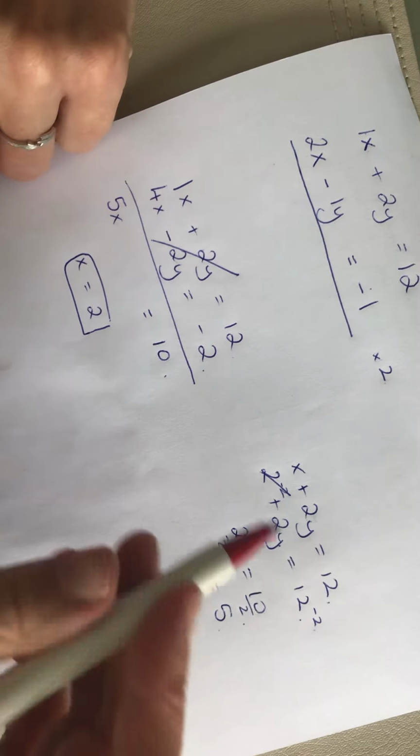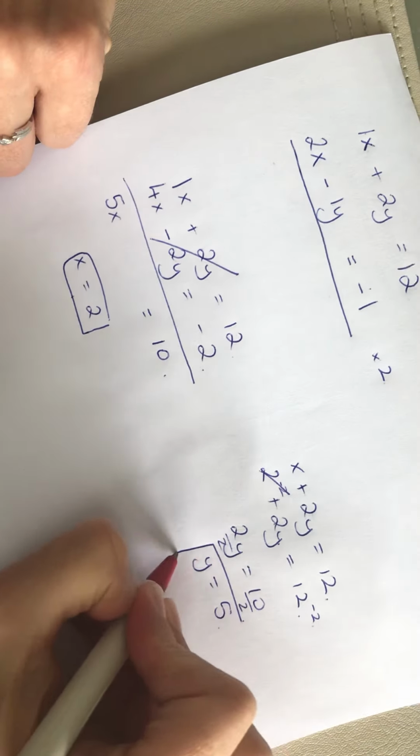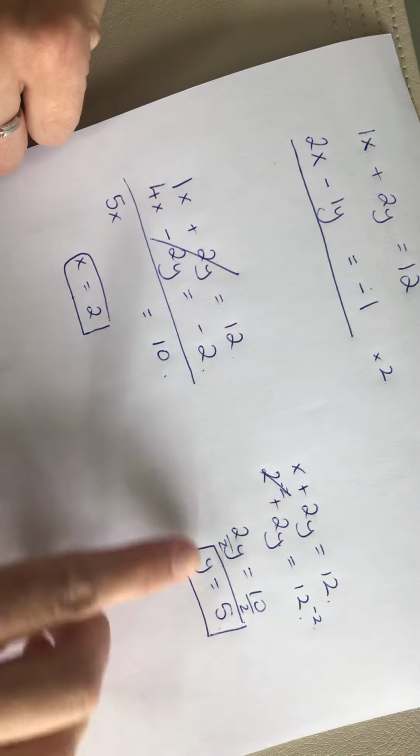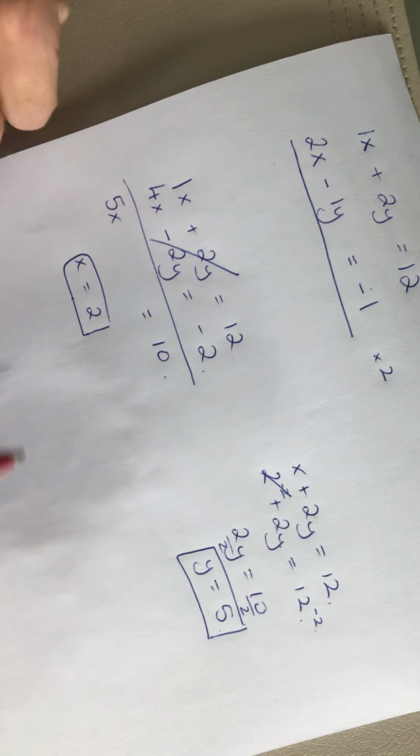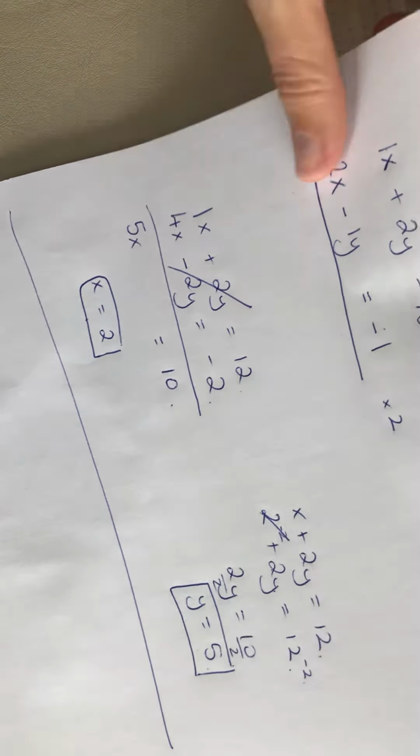Okay, so first missing number was x, second missing number was y, a 2 and a 5. I'm going to do that by a different method now.